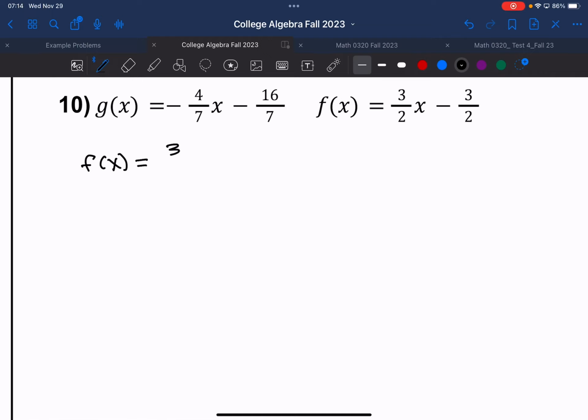So if f of x is 3 over 2x minus 3 over 2, f of x is the same as what variable? Y. Remember, all of those with the f of x is y. Flipping them, I have x is equal to 3 halves y minus 3 halves. And I need to get y by itself in order to see if I get the inverse. So what would I do first?